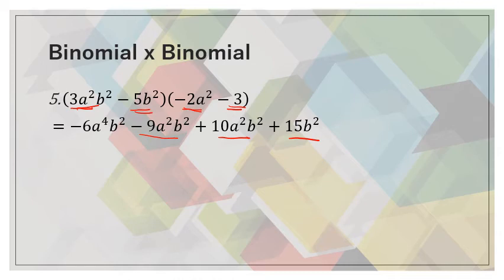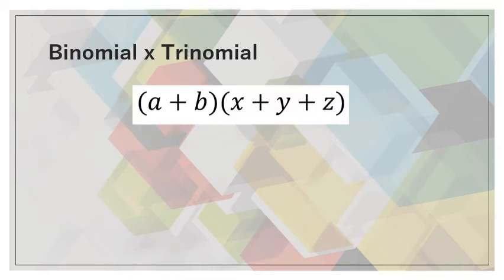So this time we have again like terms or similar terms, so we can simplify that. So our final answer is negative 6a to the power 4b squared plus a squared b squared plus 15b squared.